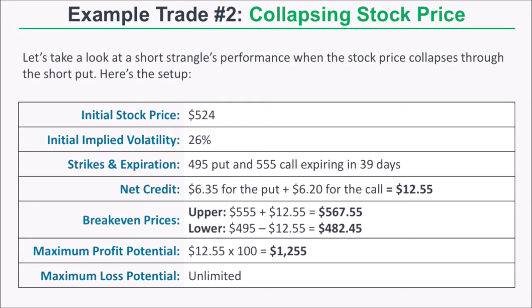Now the maximum profit potential in this case is the $12.55 credit times 100, which comes out to $1,255. Now as always, the maximum loss potential is unlimited. So let's go ahead and see what happens to this short strangle position as the stock price decreases.